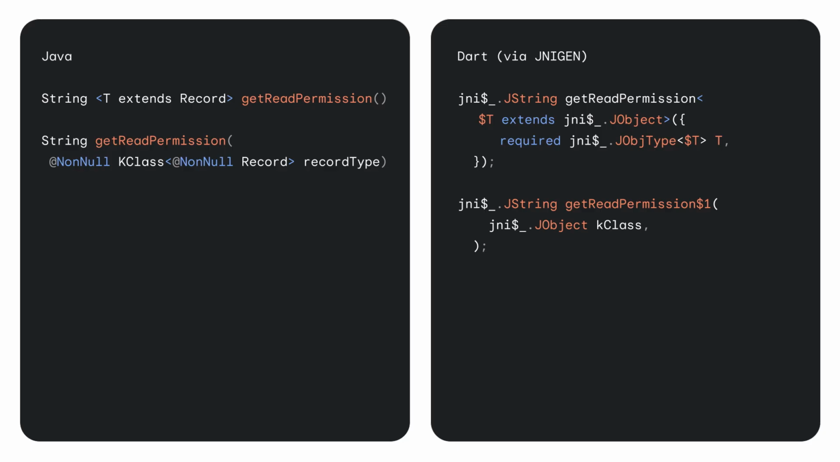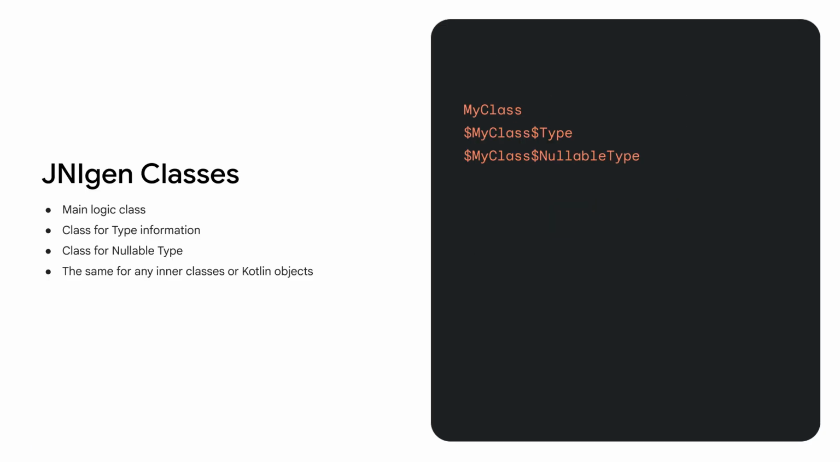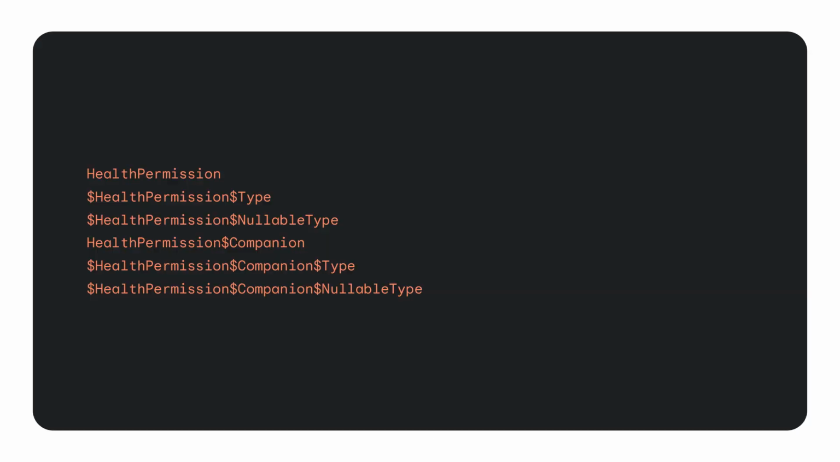Generic information is also enforced a little bit differently. It will sometimes require an extra explicit parameter with the object type. In general, for every Java or Kotlin class, several JNIGen classes will be generated. A class containing the main logic, a class containing the containerized type information, a class allowing for a nullable type, and the above for any inner classes. For example, these are generated from health permission.